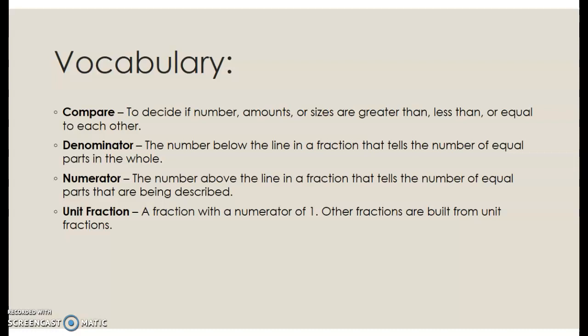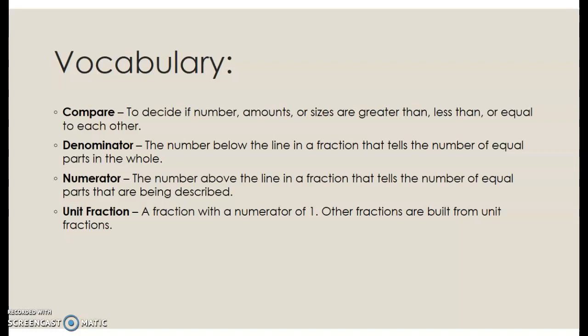We have four vocabulary words this week. It is compare, denominator, numerator, unit fraction. Compare is to decide if numbers, amounts, or sizes are greater than, less than, or equal to each other.